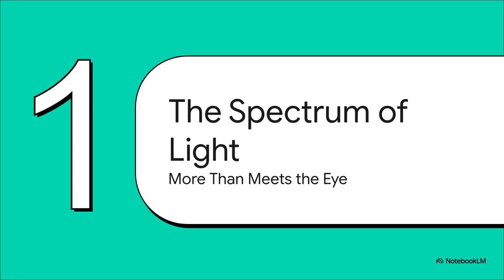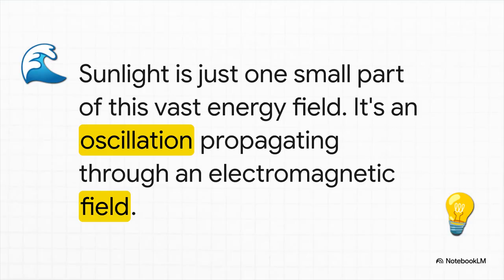Okay, first up, let's start with the one form of energy we deal with every single day, light. But as this slide hints, what our eyes can actually see is just a tiny, tiny piece of the whole story. Yeah, the light that comes from the sun is just one small slice of this huge energy field. Think of it like a wave, an oscillation just moving through space. And this electromagnetic field is all around you, all the time. It's the radio waves bringing you music, the microwaves cooking your lunch, and the light coming from this screen right now.